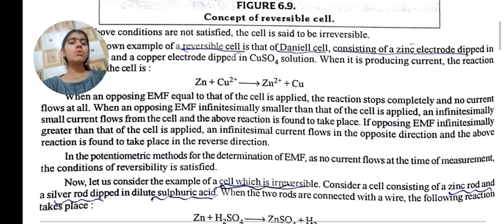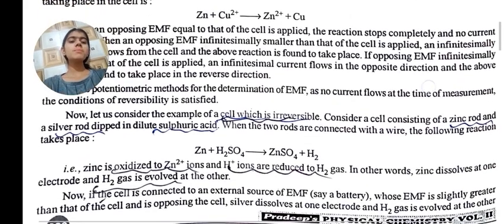When the two rods are connected with a wire, the following reaction takes place. Zinc plus H2SO4 goes to zinc sulfate plus H2. That is, zinc is oxidized to Zn2+ ions and H+ ions are reduced to H2 gas. In other words, zinc dissolves at one electrode and H2 gas is evolved at the other.